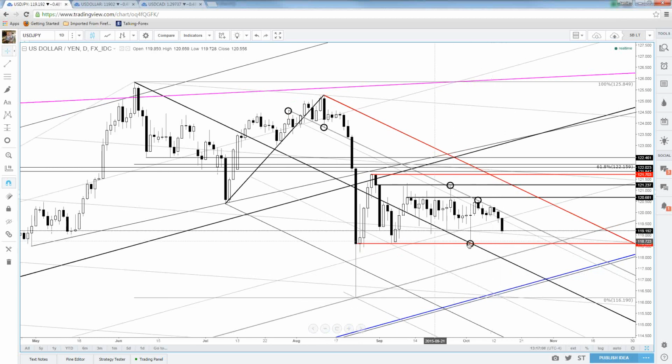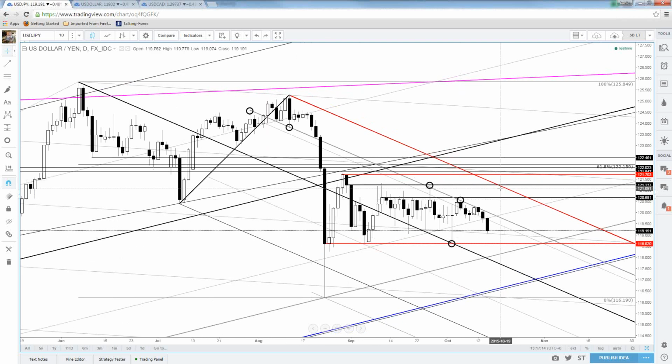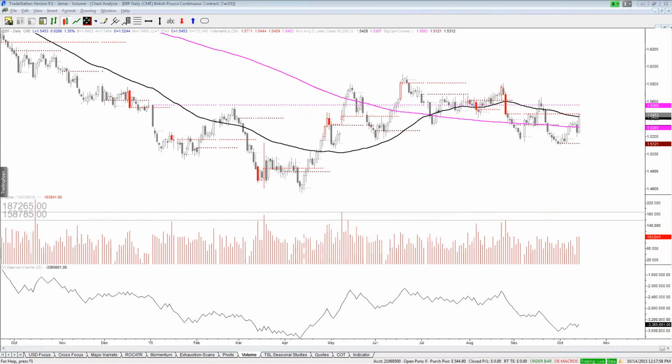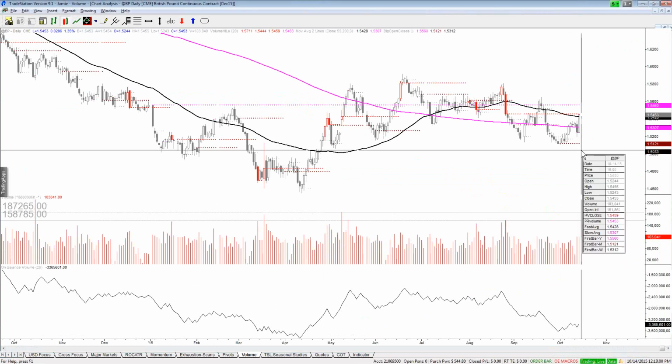You know, this is a range. I really don't have anything to say about dollar yen at this point. I want to sell the red line and I want to buy the blue line. I mean, that's kind of it. So what I wanted to show you on dollar yen was, check this out. This is crazy.